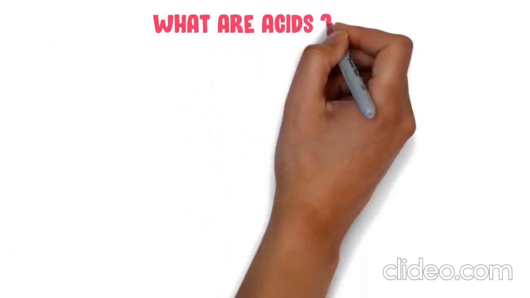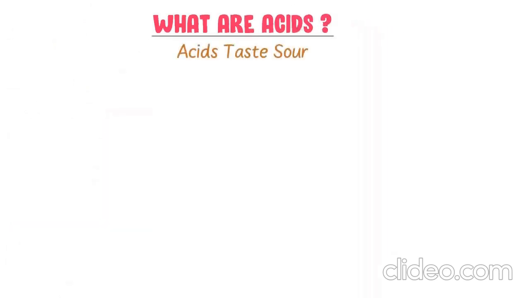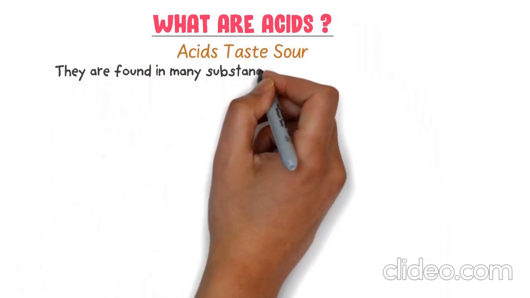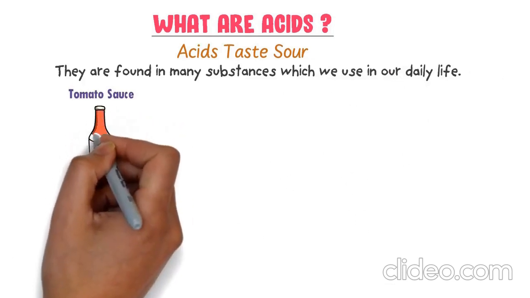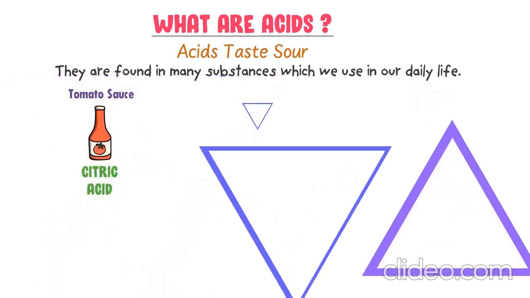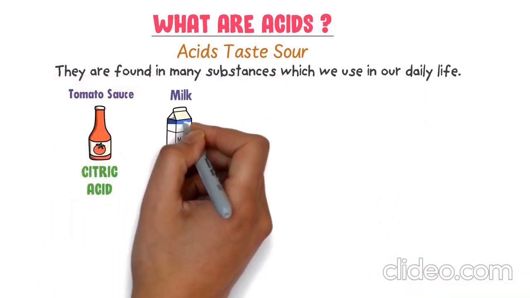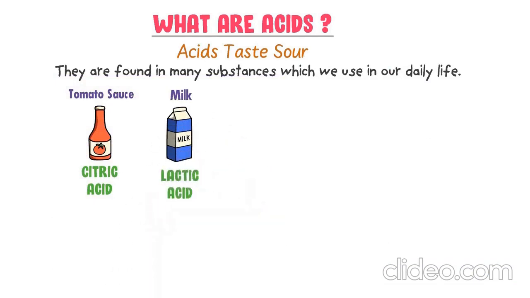What are acids? Well, acids taste sour. They are found in many substances which we use in our daily life. For example, tomato sauce. It contains citric acid. Secondly, milk. It contains lactic acid.